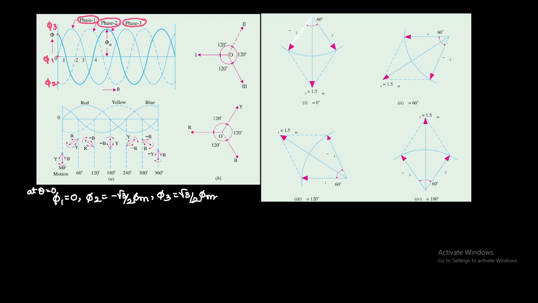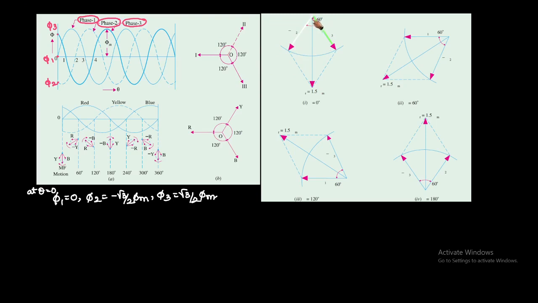Next, if you draw phi 2, what about the phi 2 value? If you draw phi 2, it will be like this. Phi 3, sorry, because phi 1 will become 0. So phi 2 and phi 3 are exactly opposite. One is going in this direction, the other is going in the opposite direction. So the resultant will be like this.